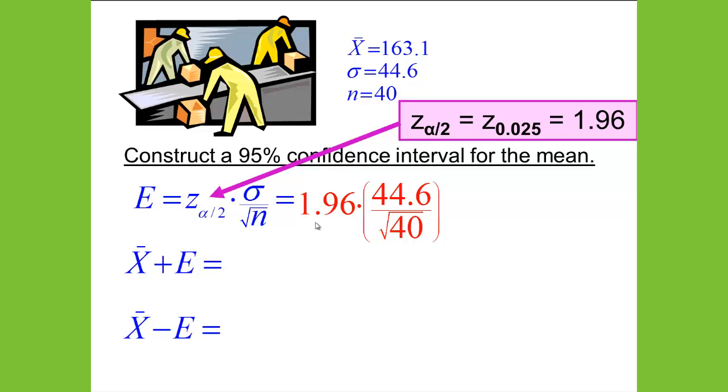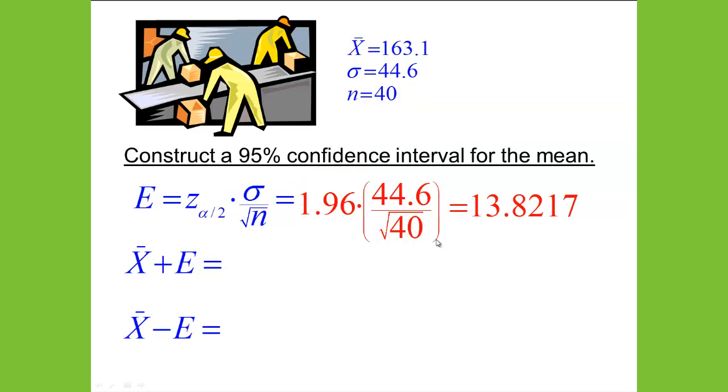Then we multiply 1.96 times the size of our standard deviation, and that will tell us how far out in centimeters we need to go. We need to go out 1.96 standard deviations times the size of our standard deviation, which is 13.8217. Notice we really don't want to round that number too much. We want to round in our last step.